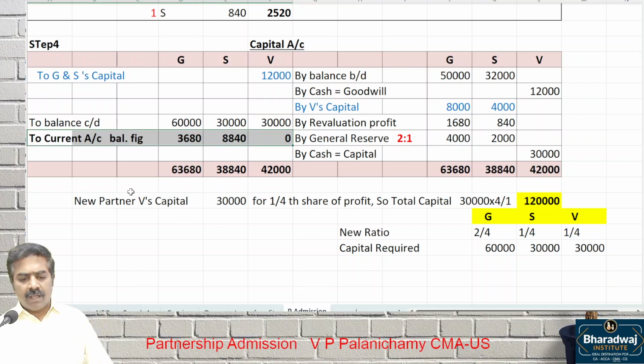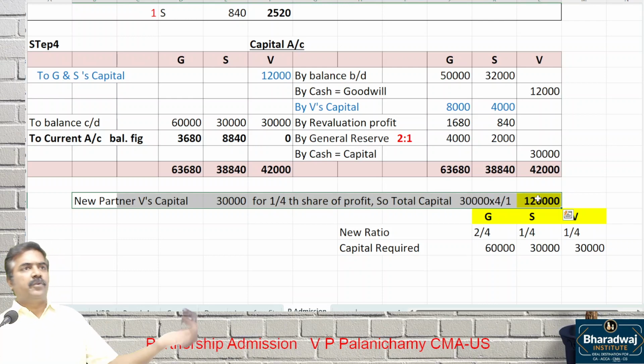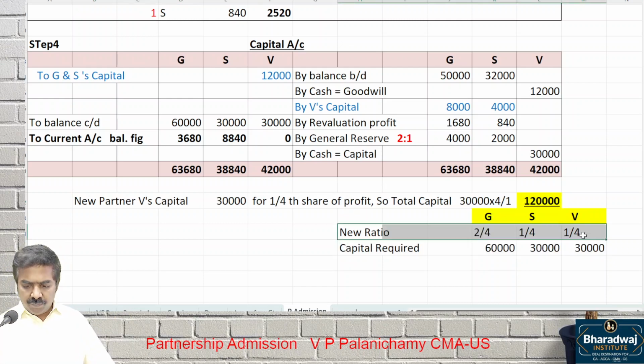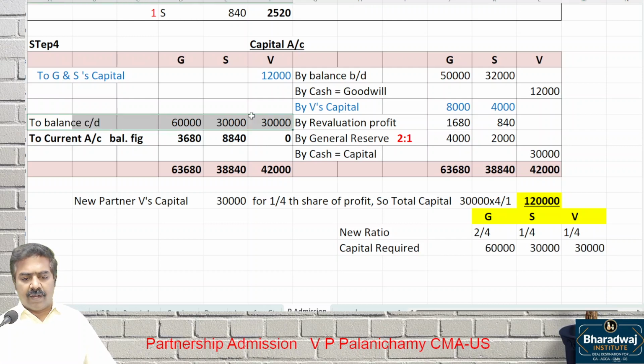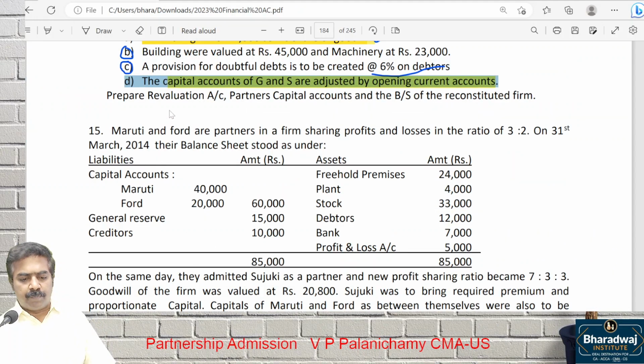Once again, repeat. Who is the new partner? B. How much does he bring? 30,000, which is 1/4, so the full capital is 1,20,000. This should be in which ratio? New ratio, 60, 30, 30. Then the capital required. Surplus balance, we open which account? Current account.